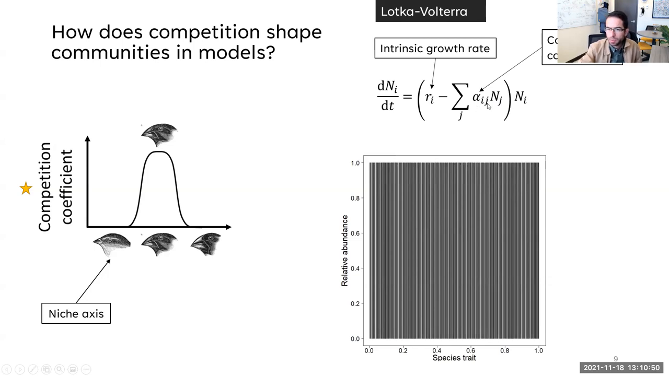What would be a natural way to write a competition coefficient? If we're thinking of species in terms of their traits, so back to the birds. I said last time was the last time I was going to talk about animals, I lied. So here, birds again. Let's line them up by beak size, and now let's focus on the bird with a medium-sized beak. How much does it compete with itself? Well, it's identical to itself, so it probably competes a lot with itself. And in terms of birds with different beak sizes, it competes less with them.